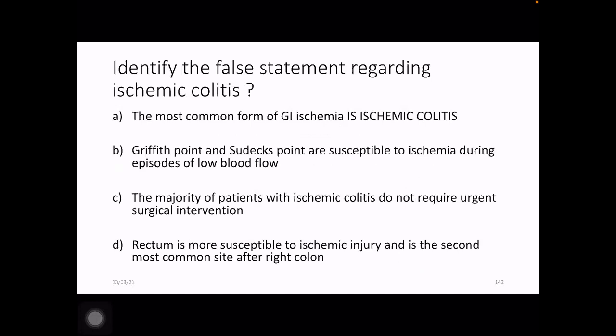Again, identify the false statement in ischemic colitis. The most common form of GI ischemia is ischemic colitis. True or false? True. Wonderful. The splenic flexure and rectosigmoid junction are susceptible to ischemia during episodes of low blood flow. True or false? True. Wonderful. The majority of patients with ischemic colitis do not require urgent surgical intervention. True or false?